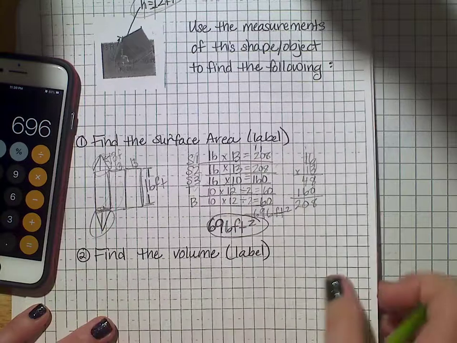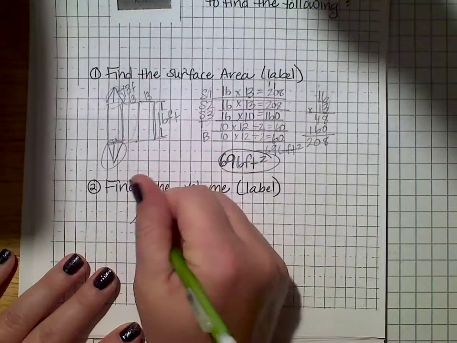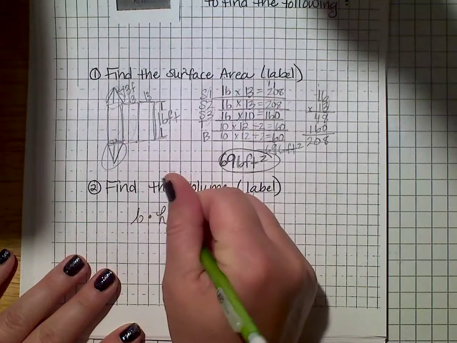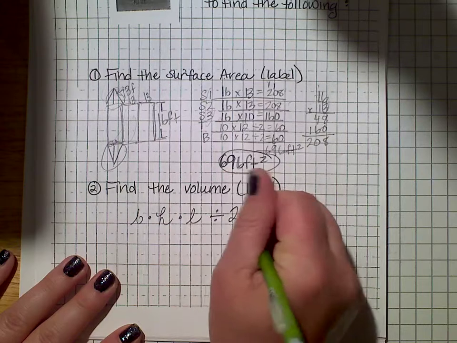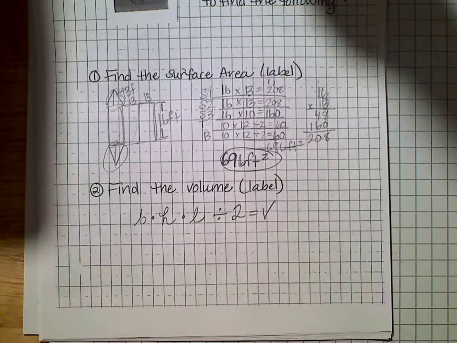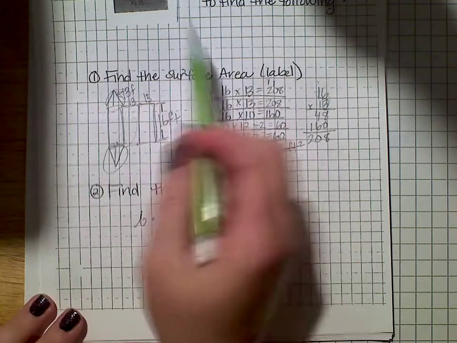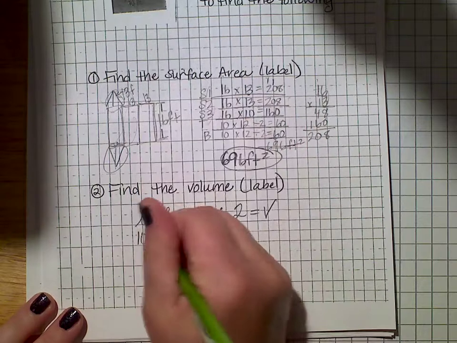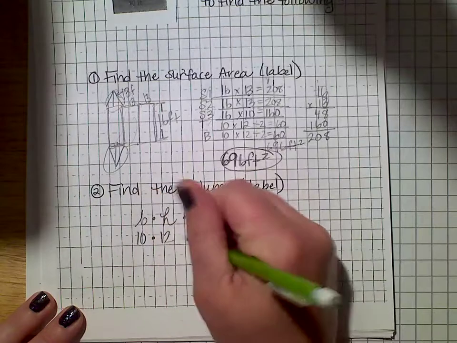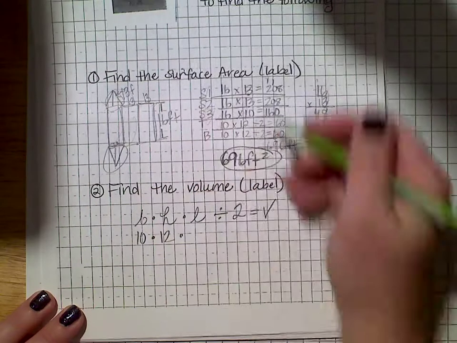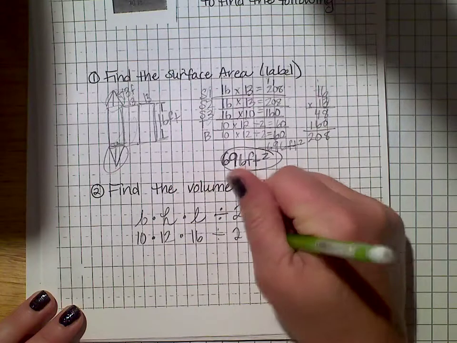Next, the volume. Way easier. Base times height times length divided by 2 is the volume. So looking back up at your picture, the base is 10, times the height, which is in the center labeled 12 feet, and then the length, which they told us is 16 feet. And then we would take that total and divide it by 2.